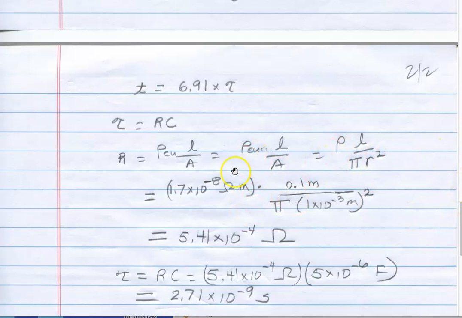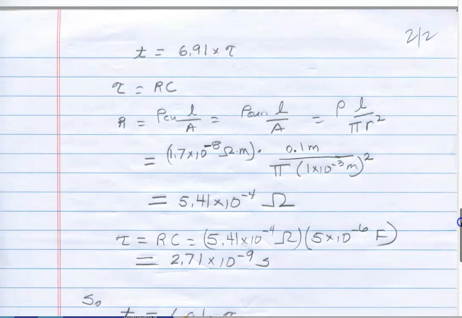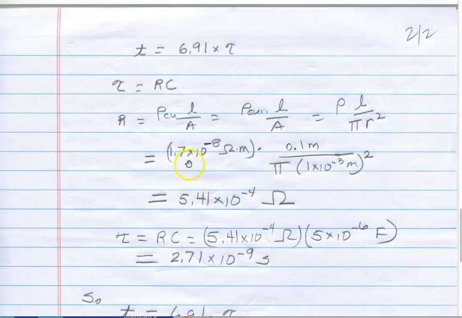When I looked up the resistivity of copper, I found 1.7 times 10 to the minus 8 ohms times meters, or ohm meters. L was 10 centimeters, or 0.1 meters. Pi, and then the radius: the diameter was 2 millimeters, and so the radius would be 1 millimeter, or 10 to the minus 3 meters. And if you work all of that out, the meters squared on bottom will cancel the meters squared on top, and I got 5.41 times 10 to the minus 4th ohms for the resistance of that copper wire.